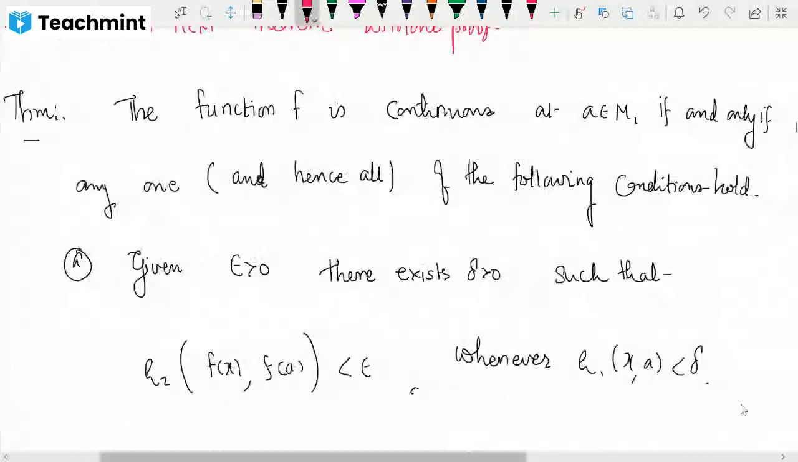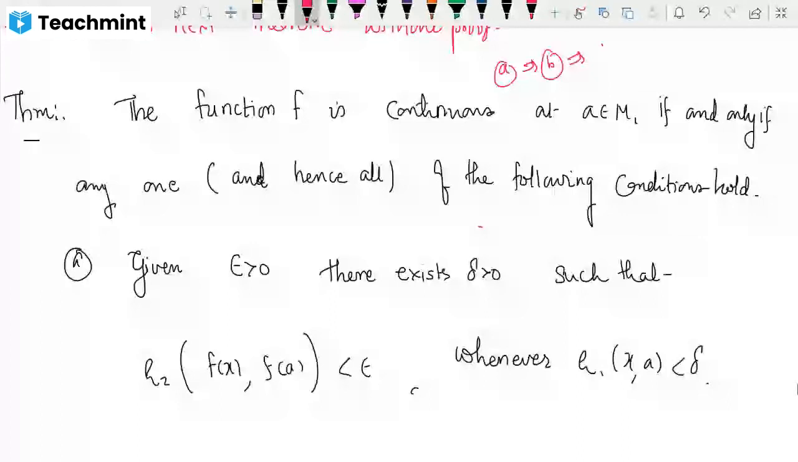For the statement of this theorem: the function f is continuous at a belongs to M1 if and only if any one, and hence all, of the following conditions hold. It means that if A is true, then B is true, C is true. It means A implies B, B implies C, and again C implies A. All these three conditions are simultaneously true. If one is true, then all three are true. So what is first?